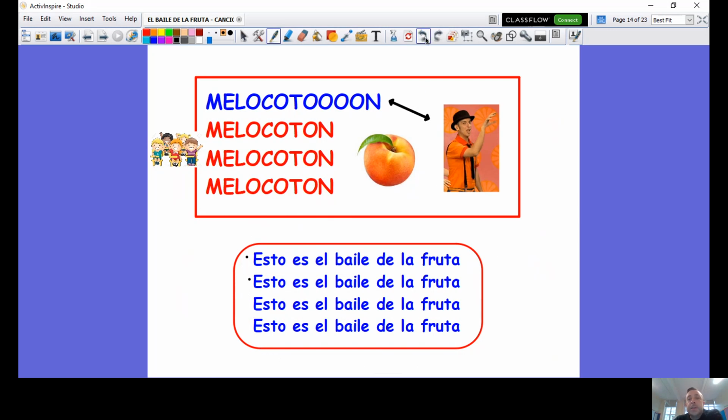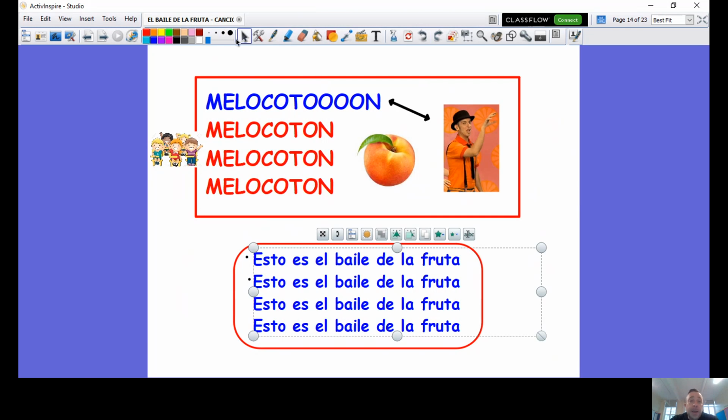So, let's have a little practice of this first section. Remember, I'm going to be Nacho. I start, when I finish, you repeat. Then I'll pretend to do the da da da da da da da, and we sing the chorus together. Here we go. My turn first. Melocotón, melocotón, melocotón, melocotón. You repeat. Melocotón, melocotón, melocotón, melocotón. Then you hear da da da da da da da, and we sing together.